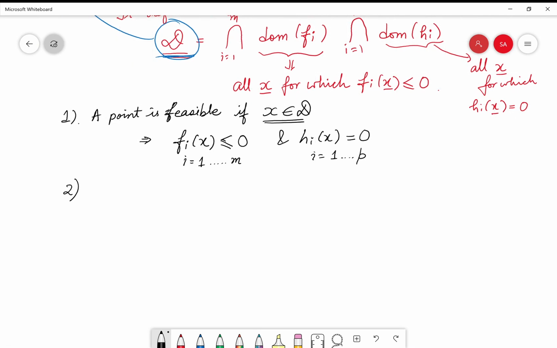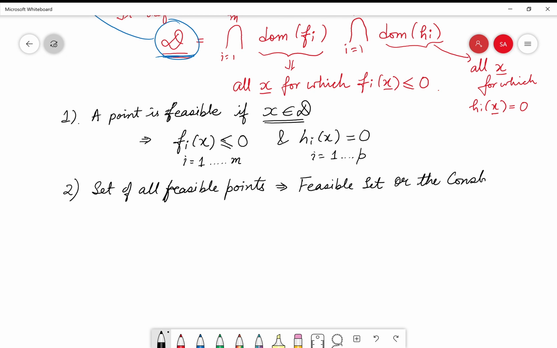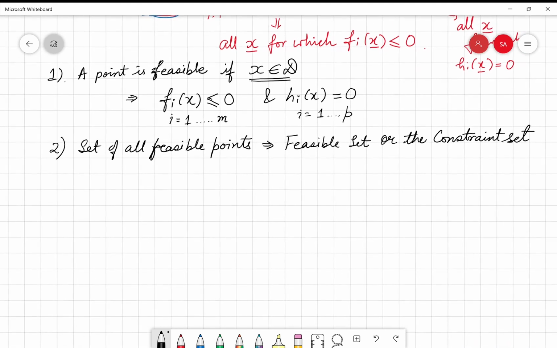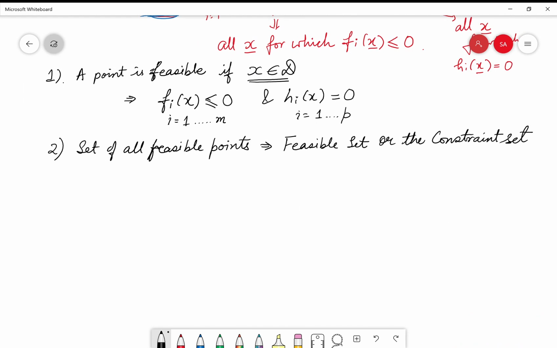Now the second definition is the set of all feasible points. So this set is called a feasible set or the constraint set. So a point is feasible if it lies in the domain, and the set of all feasible points is called the feasible set or constraint set.